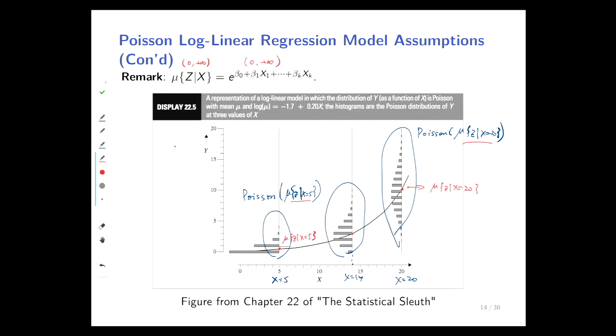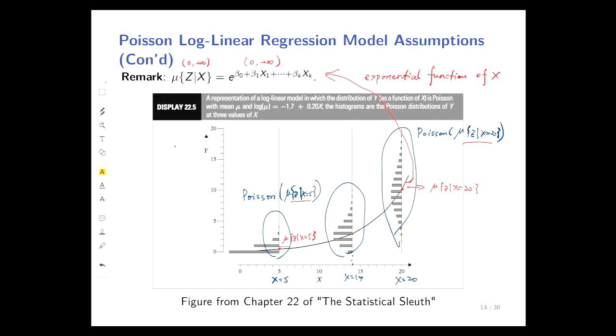And if we consider the regression line for all these means of response, we can find that it's actually an exponential function of the explanatory variable. So this nonlinear and increasing curve just means the exponential function of x. So that's the model assumptions.